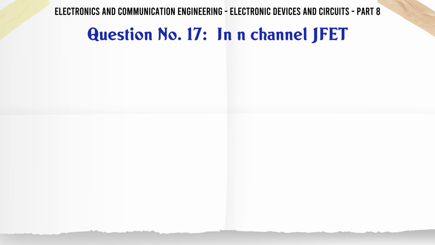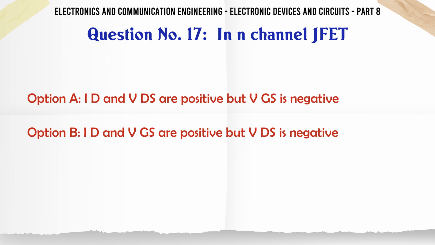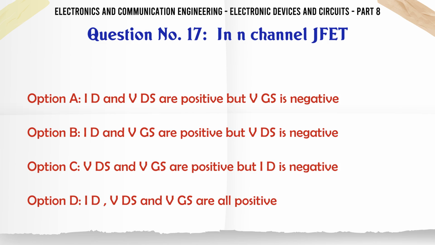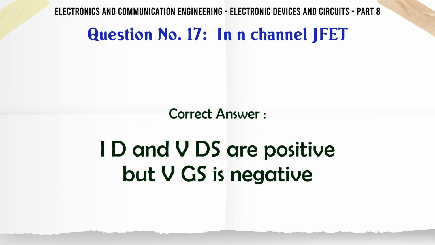In an N-channel JFET, A. ID and VDS are positive but VGS is negative. B. ID and VGS are positive but VDS is negative. C. VDS and VGS are positive but ID is negative. D. ID, VDS and VGS are all positive. The correct answer is ID and VDS are positive but VGS is negative.